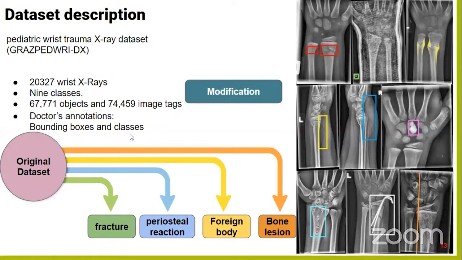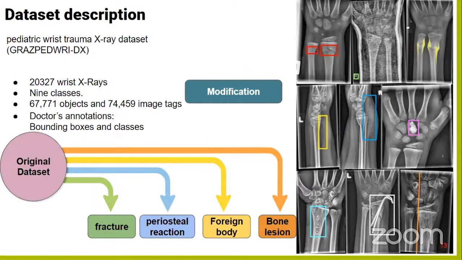But after discussion with doctors in hospitals, we decided to modify this dataset to get only 4 classes. We kept both the fracture and periosteal reaction classes as they are, and we merged 2 classes, the foreign body and metal, into 1 class. We called it foreign body, and the other classes, we called all of them bone lesion, which includes soft tissue, bone tumor, and other diseases. And we also deleted a class that is important for the doctors, which is the text, the letter here, R or L, that's for the right or the left hand.